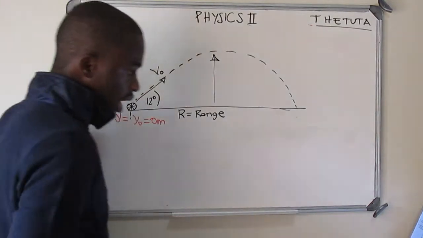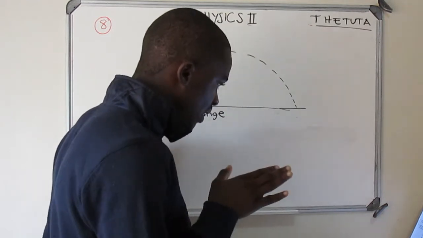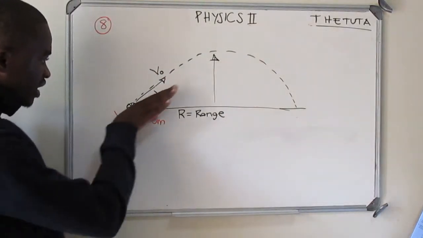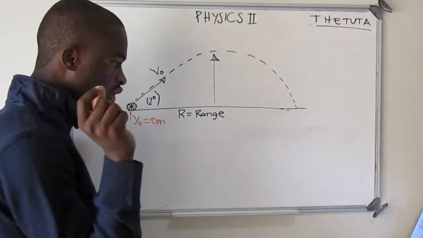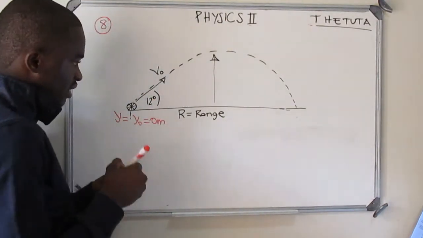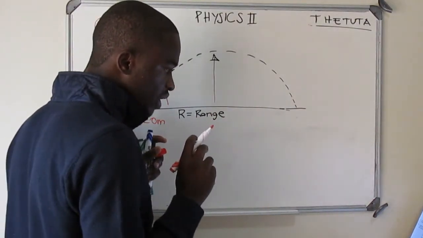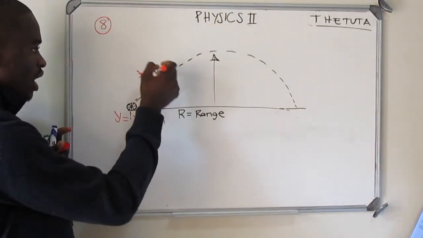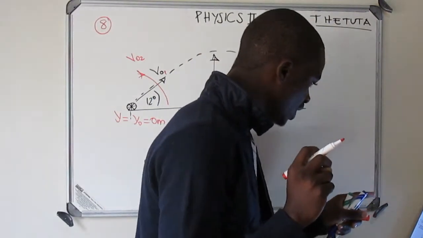Okay, and then they say above the horizontal, it returned to the ground level, which means initially it kicked the ball at 12 degrees, and then it reached the ground. And then they say to what value should the launch angle be adjusted, without changing the launch speed, which means the velocity is constant. The velocity 1 and the velocity 2 are constant automatically. And as you can see, they say so that the range can double.